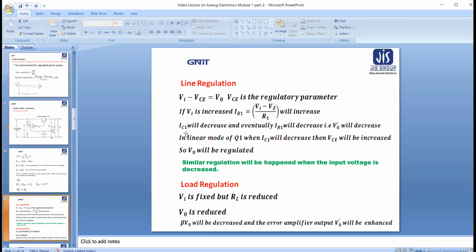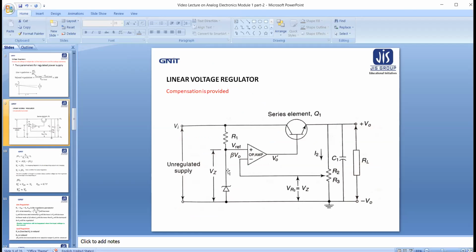So what will happen? IC1 stands for the collector current of the series transistor. IC1 will decrease and eventually IB1 will decrease, so V0 prime will decrease. If VI increases, automatically the load voltage will decrease. Again, we are not yet introducing the functionality of the feedback, but we see that when VI is increased, automatically V0 will be reduced. And when V0 is reduced from the set value, it is not desirable.